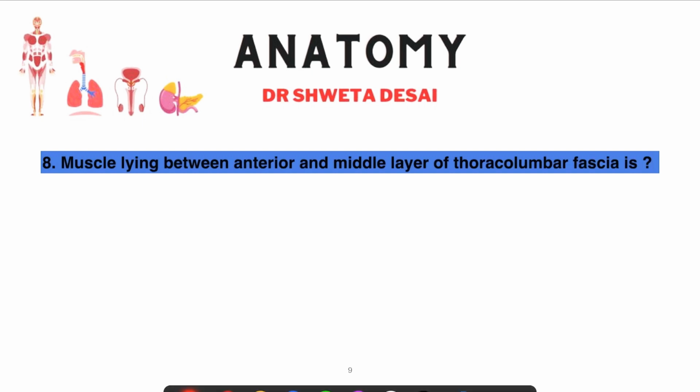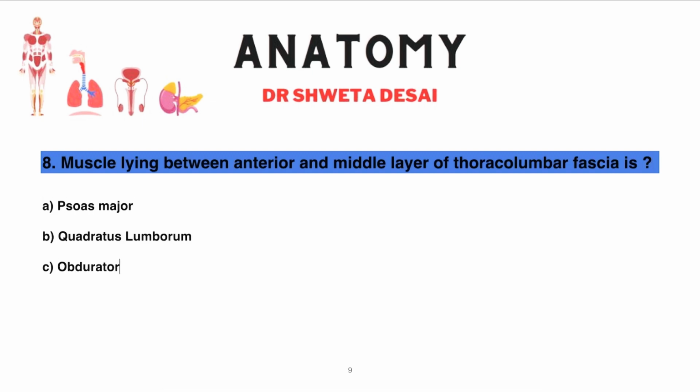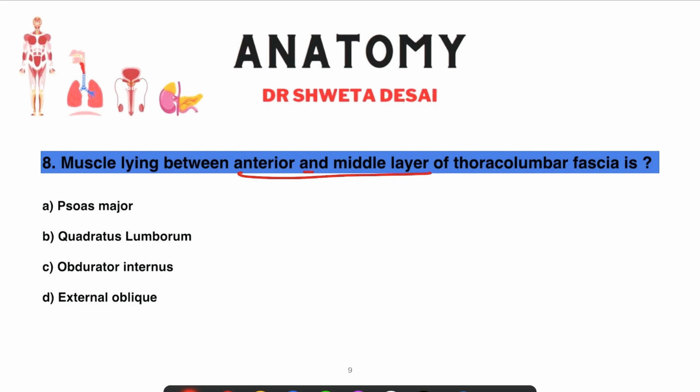Muscle lying between anterior and middle layer of thoracolumbar fascia is psoas major, quadratus lumborum, obturator internus or external oblique. Between anterior and middle layer, the muscle is quadratus lumborum. Between middle and posterior layer, erector spinae.